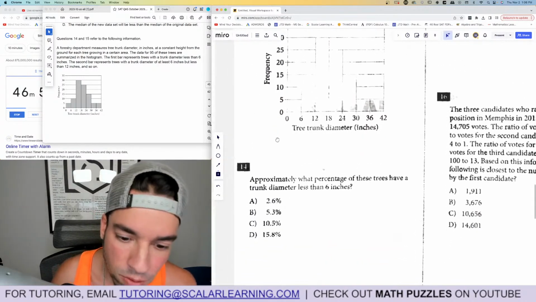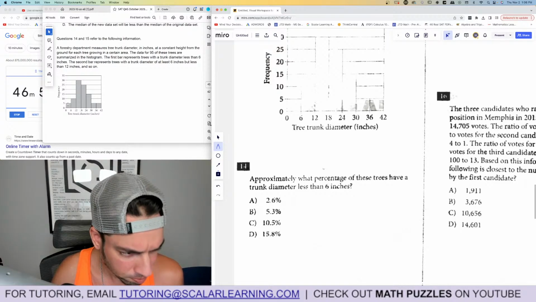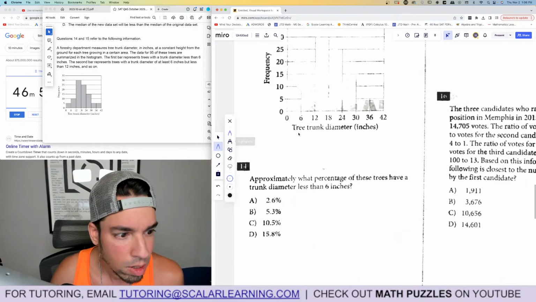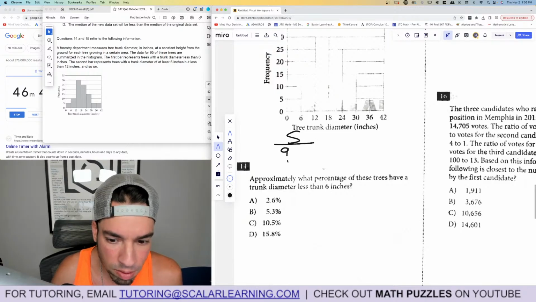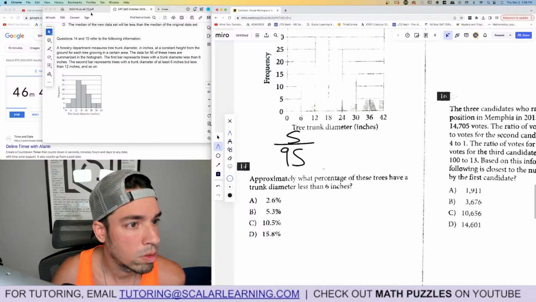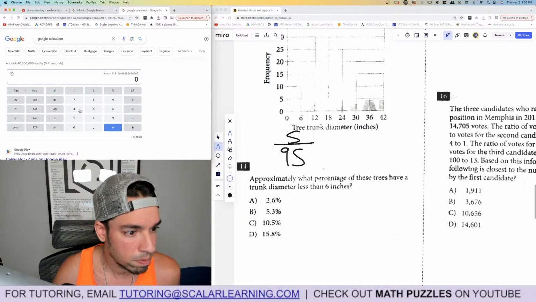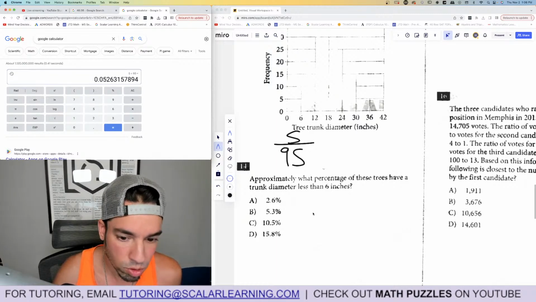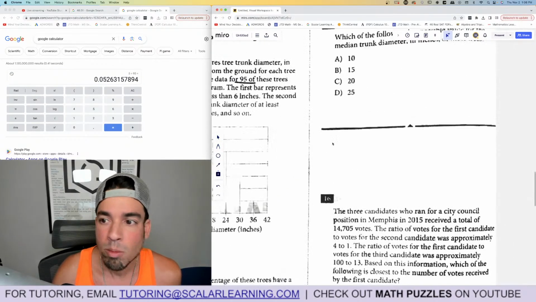Approximately what percentage of these trees have a trunk diameter less than 6 inches? So less than 6, it looks like it's 5 out of a total of how much did it say? Out of 95. So 5 out of 95. Let's use the calculator. I'm going to minimize this again. 5 divided by 95 is 0.053. So B is the winner here. Boom, done. All right. Moving on to 15.